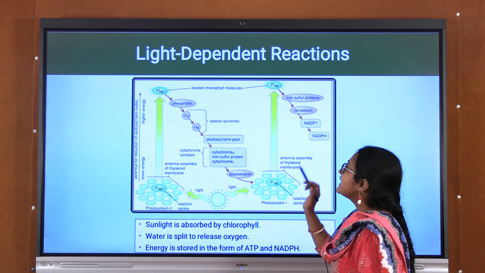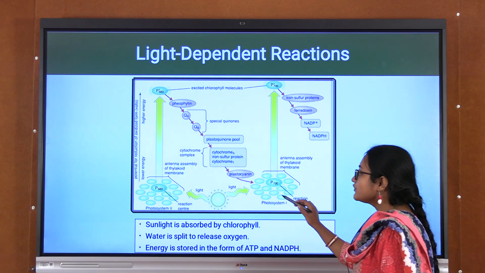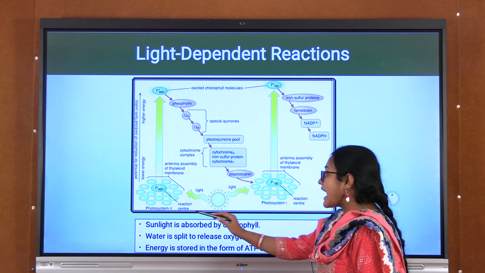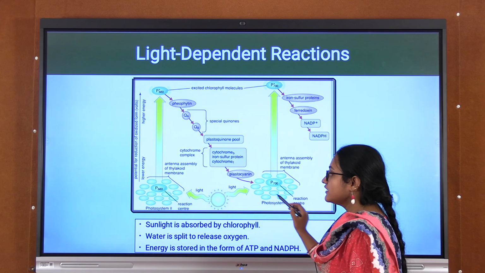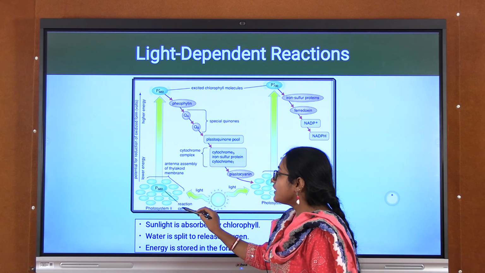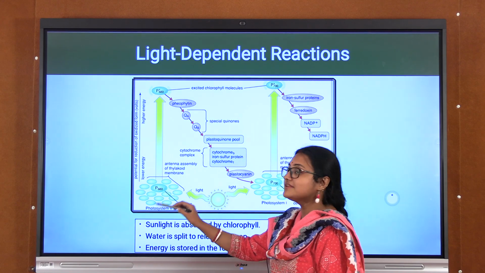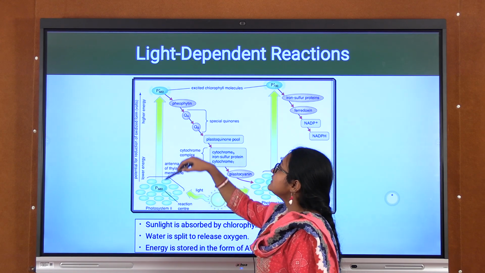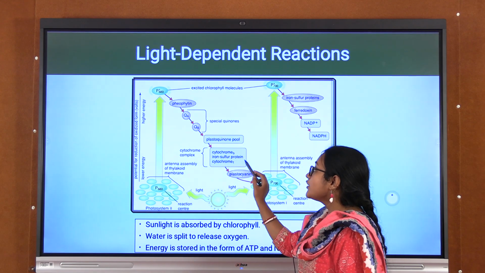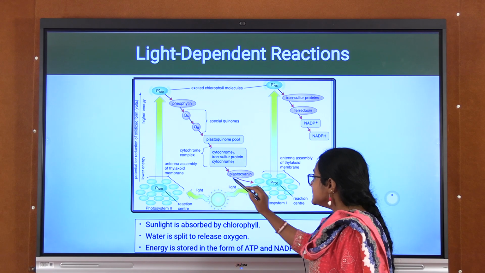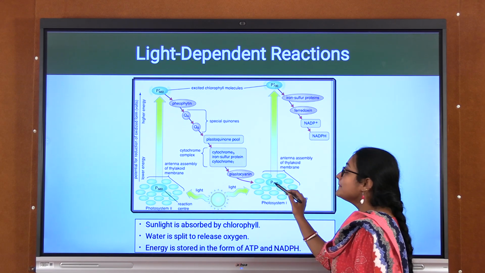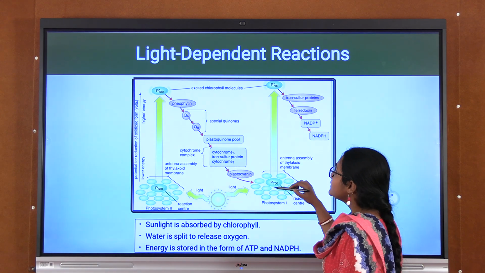In the light reactions, there are two systems: photosystem 2 and photosystem 1. With the help of a photon, in photosystem 2, where the wavelength is 680, it is excited, and through the cytochrome b6f complex it comes to photosystem 1, where the wavelength is P700, so 700 nanometers.